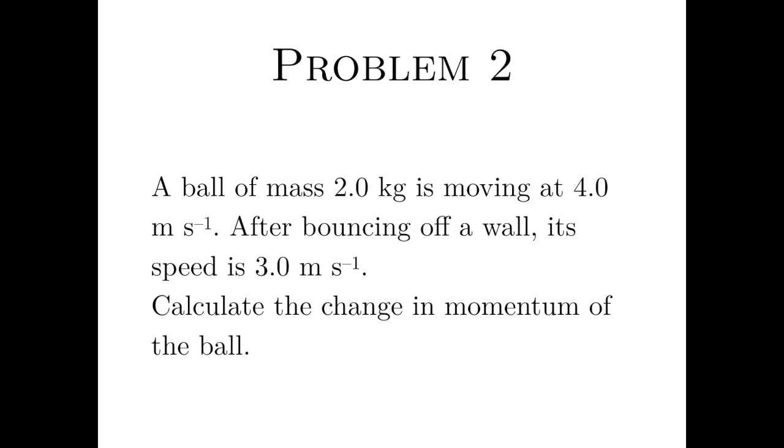Let us look at the second problem. A ball of mass 2.0 kg is moving at 4.0 meters per second. After bouncing off a wall, its speed is 3.0 meters per second. Calculate the change in momentum of the ball. So how do we do this?